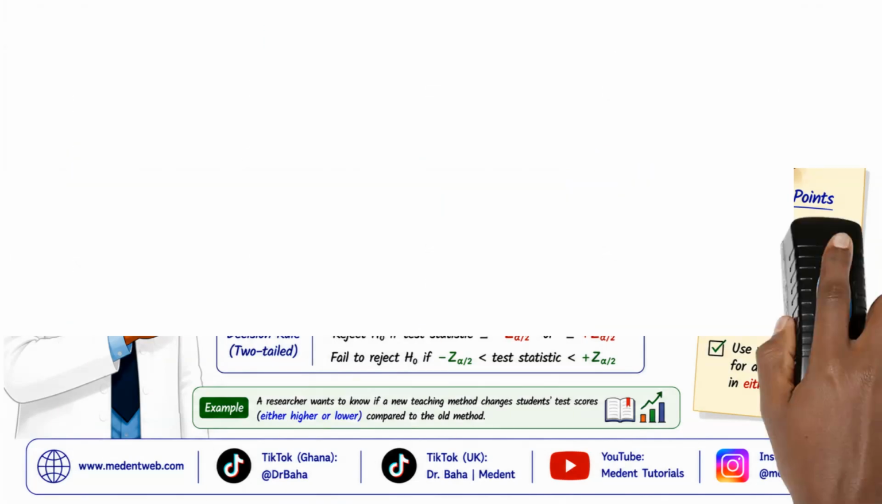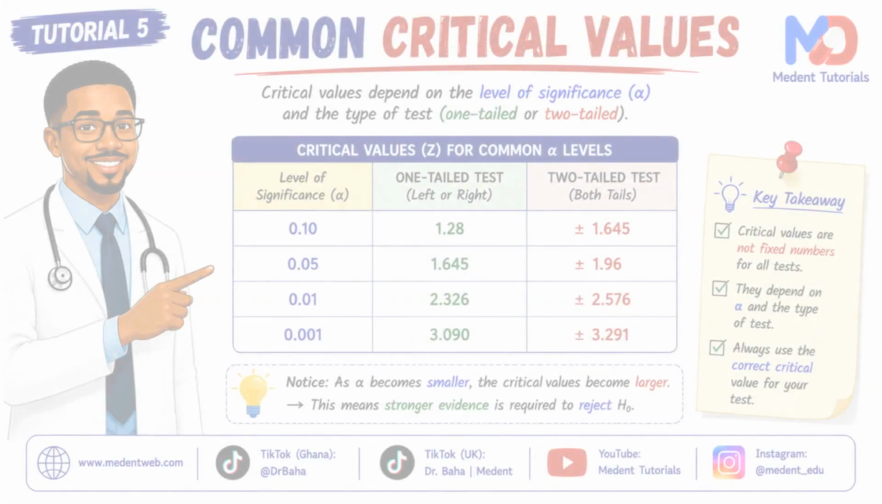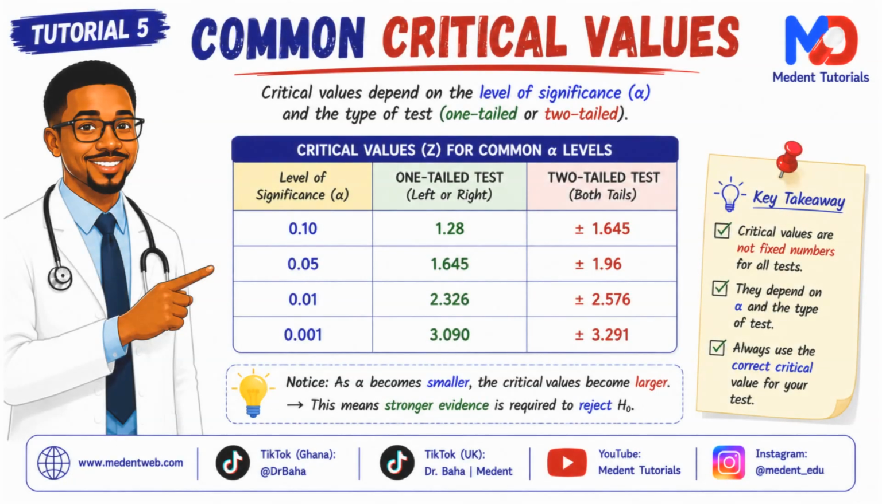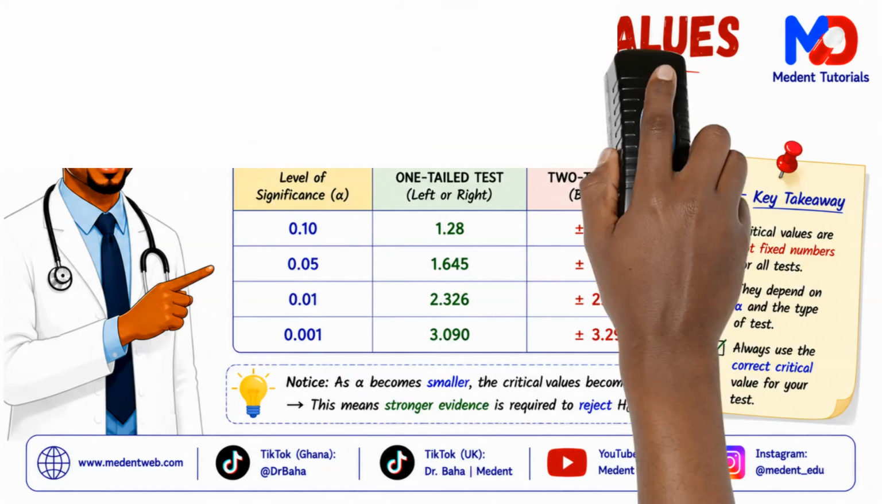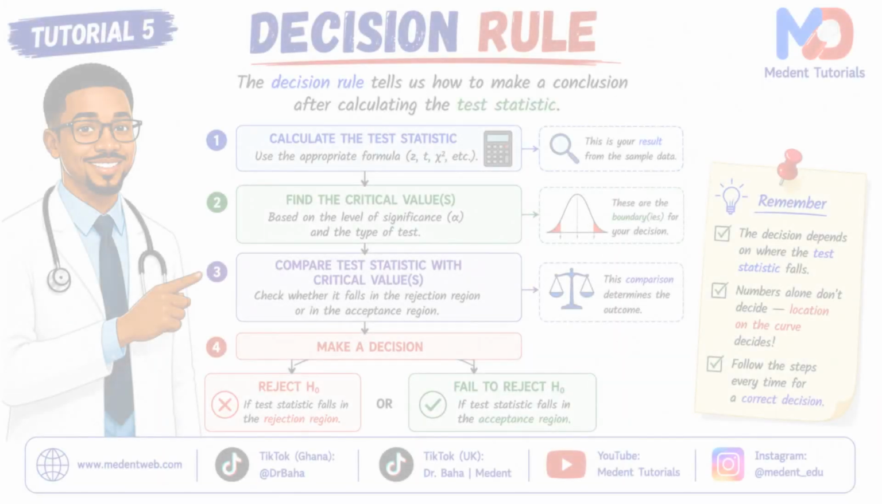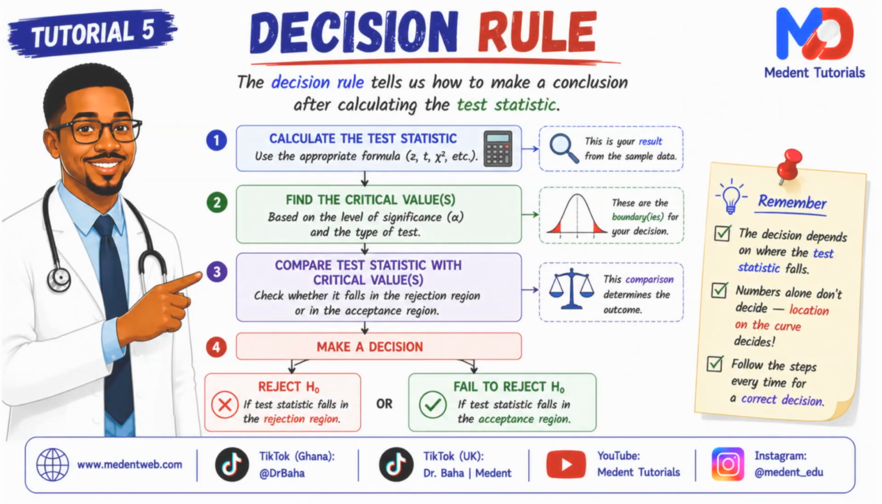Now, these are the most common critical values used in hypothesis testing. Notice that as alpha becomes smaller, the critical values become larger because stronger evidence is required. So once you have calculated your test statistic, compare it with the critical value. And if it falls into the rejection region, reject the null hypothesis. Otherwise, fail to reject it.